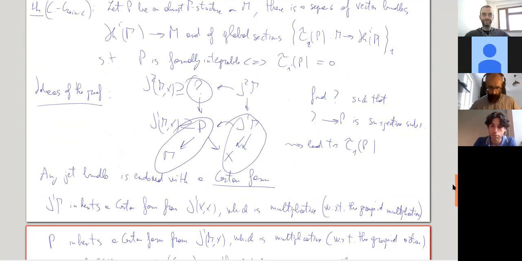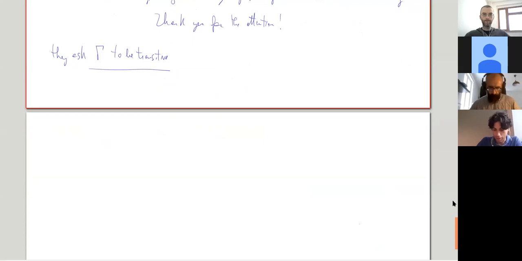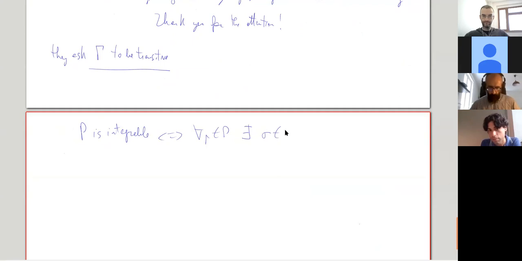Because I have basically, let me write this here. I know that P is integrable as an almost gamma structure if and only if, for any point in P, there exists sigma, a local section of P, which is holonomic, meaning that sigma star of theta equals zero. This is an easy thing to prove: integrability is enough to find local solutions around every point.